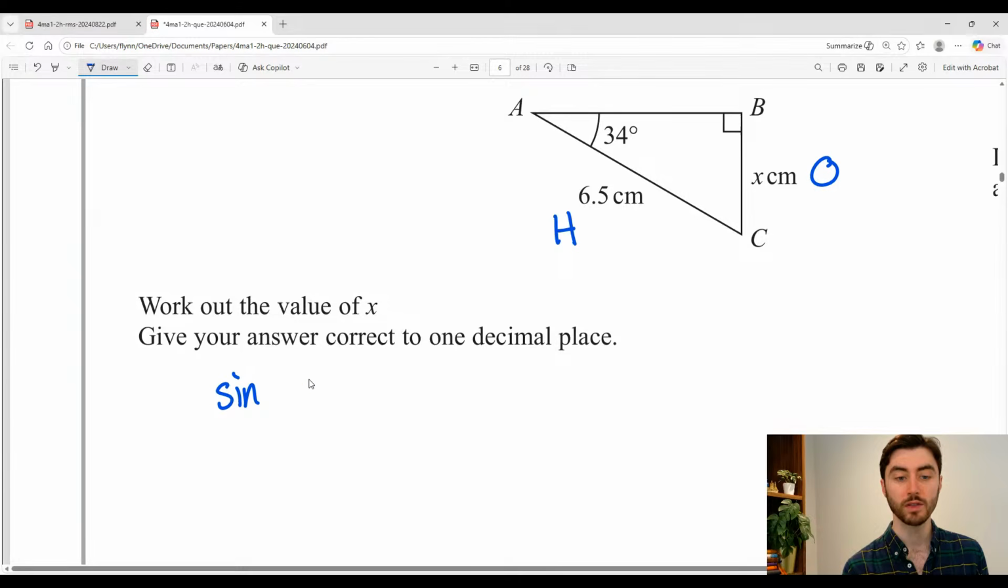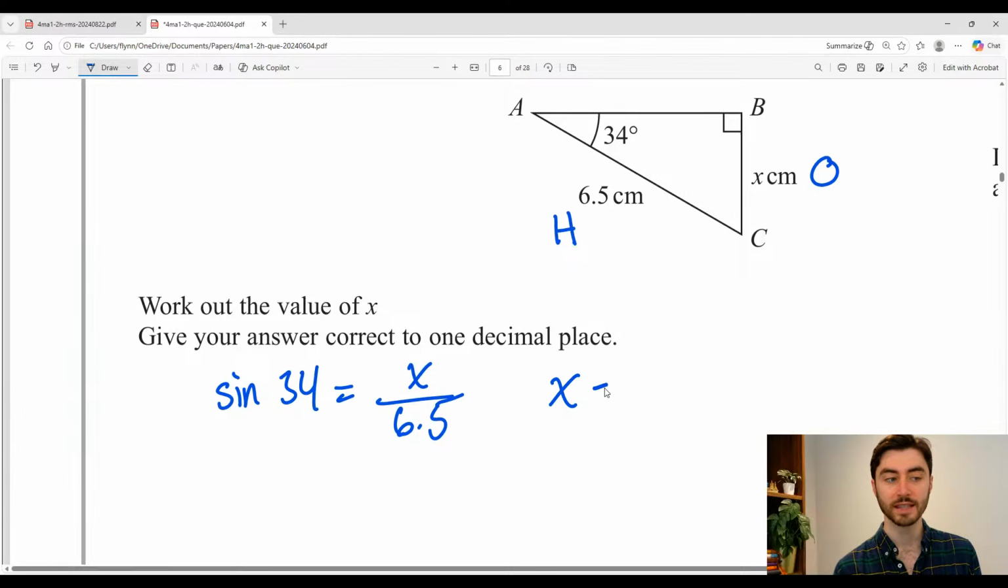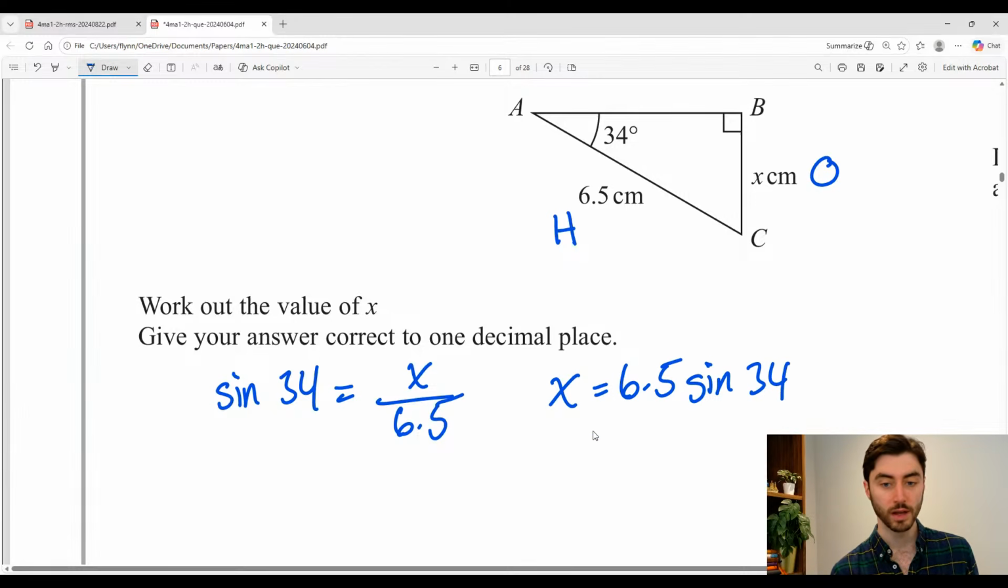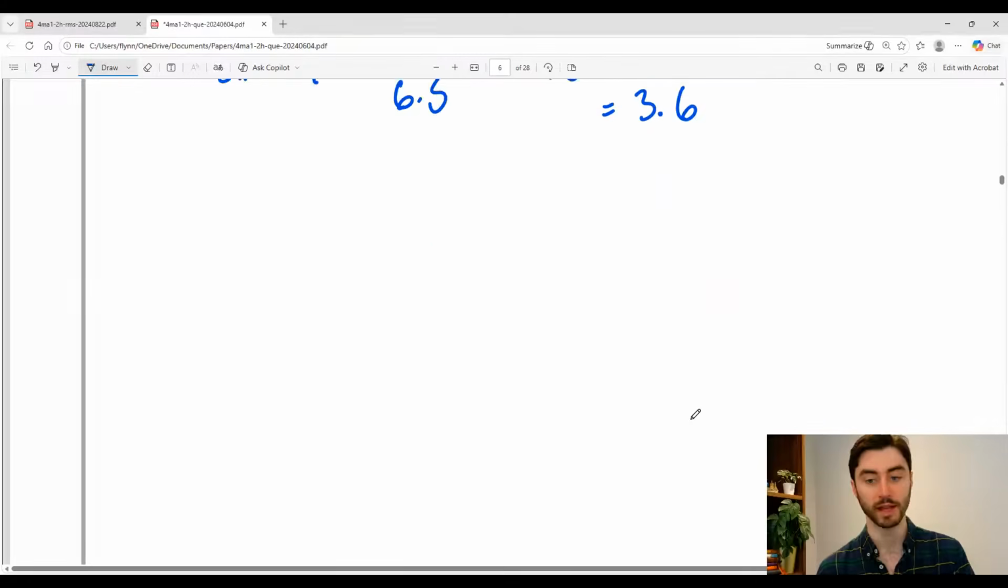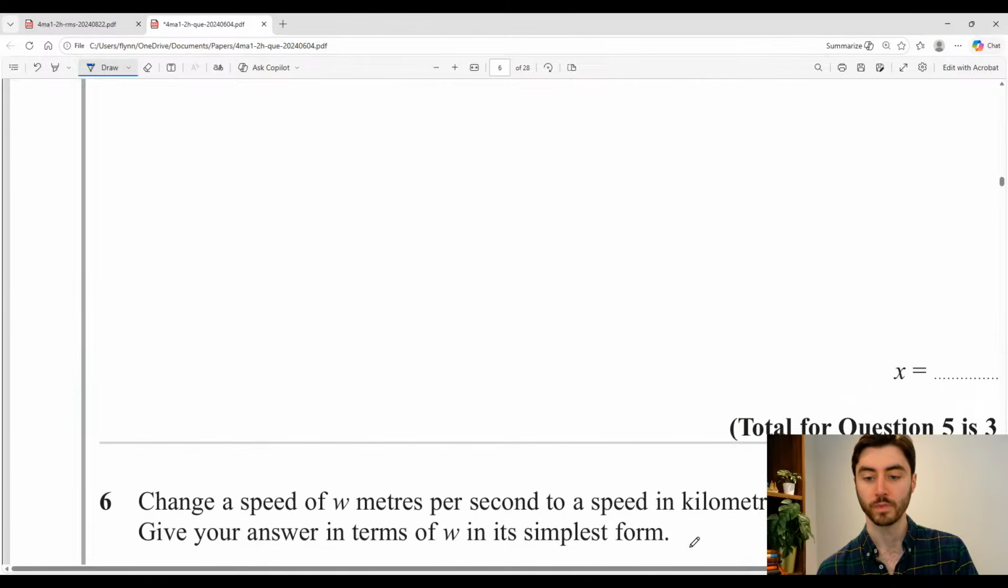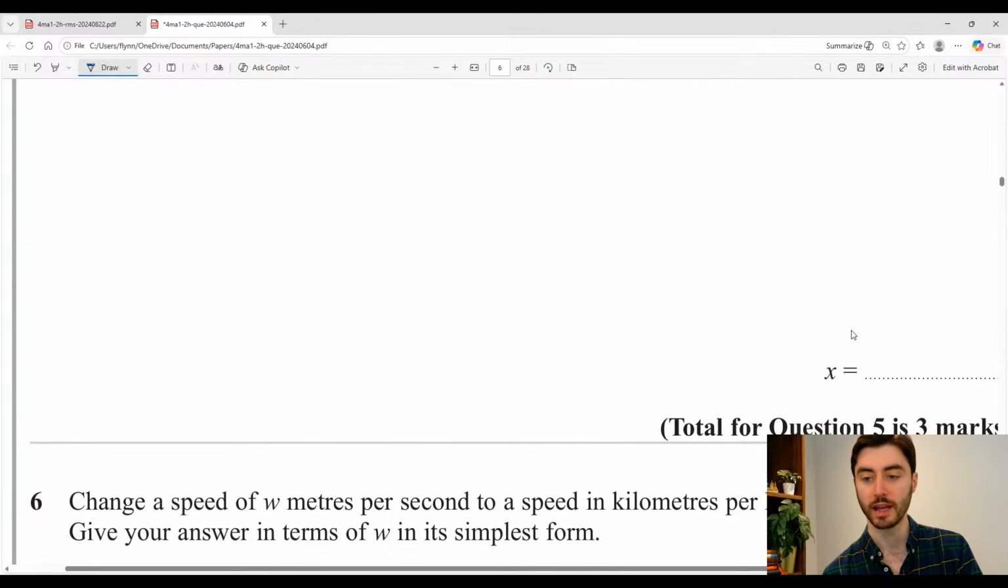So sine 34 equals x over 6.5, which means that x is equal to 6.5 sine 34, which if we run it in the calculator, with degrees, that would give us 3.6 to 1 decimal place. So let me just scroll across so we can get that put in.